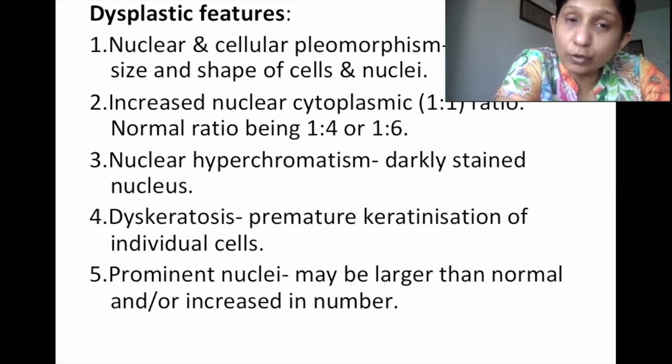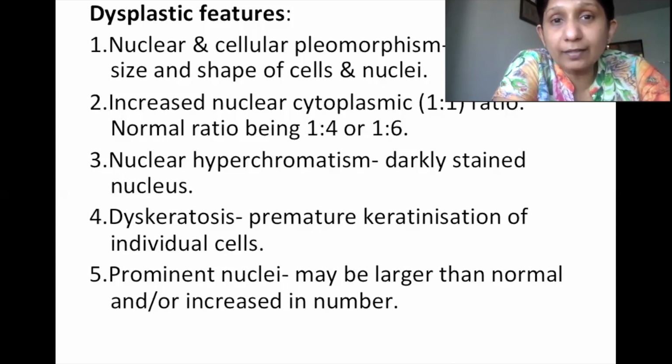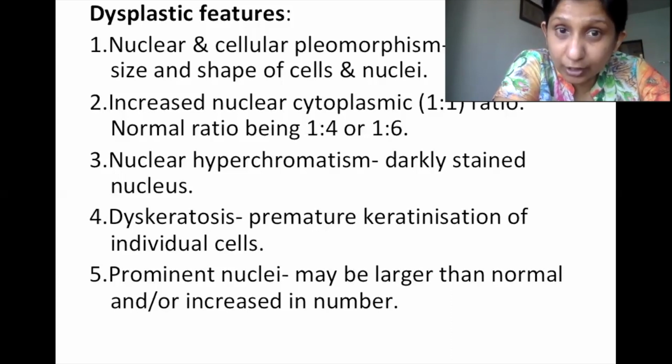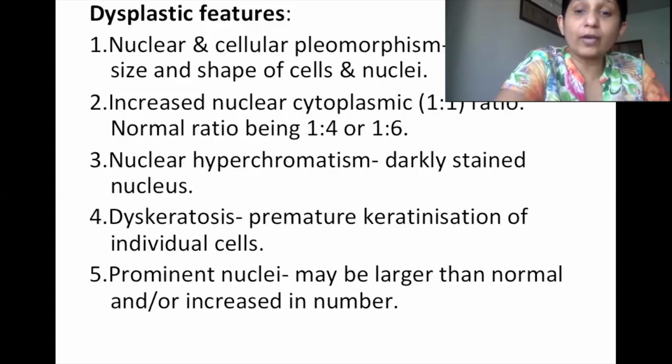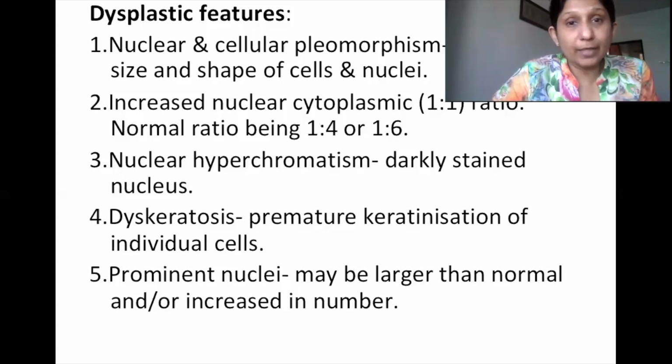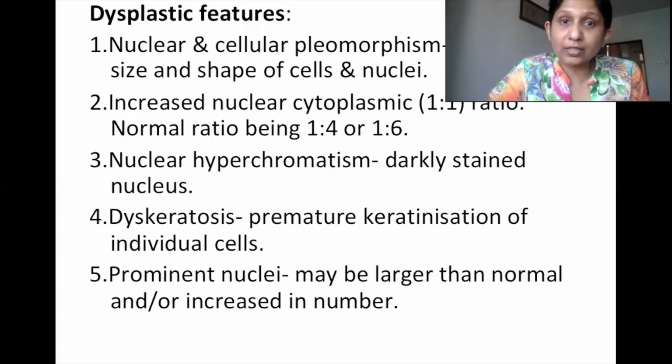Then you can see prominent nucleoli. Nucleoli are nothing but the condensation of chromatin inside the nucleus. A darker spot inside the nucleus is called a nucleolus. The nucleoli will be very prominent, and they might even be increased in number. This is another feature of dysplasia.